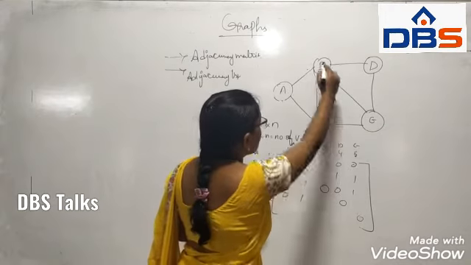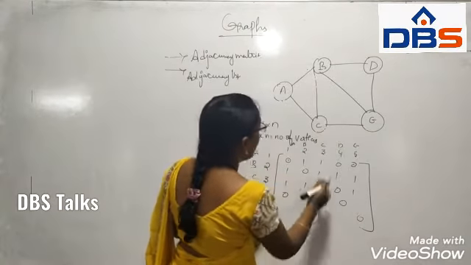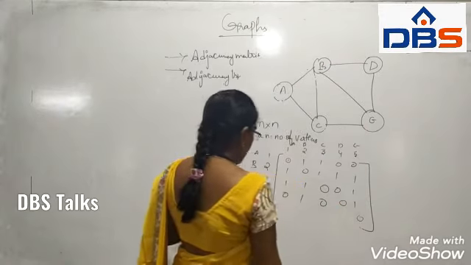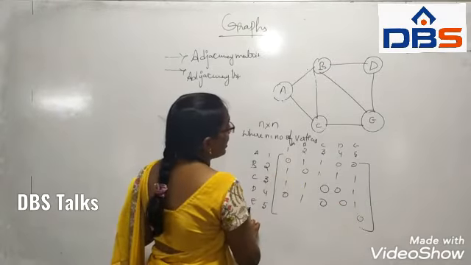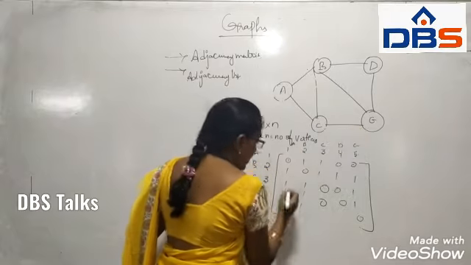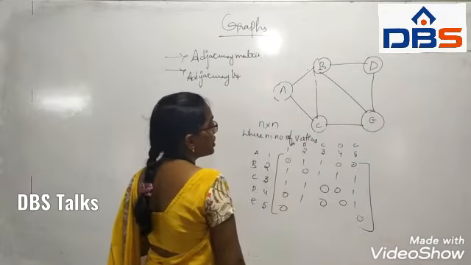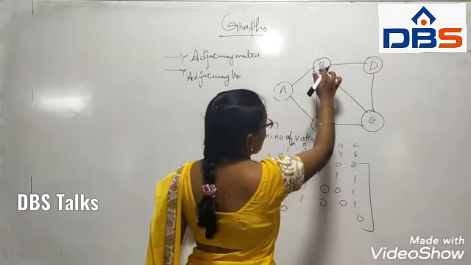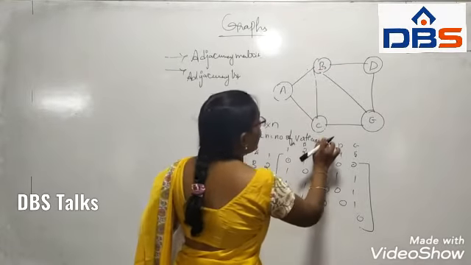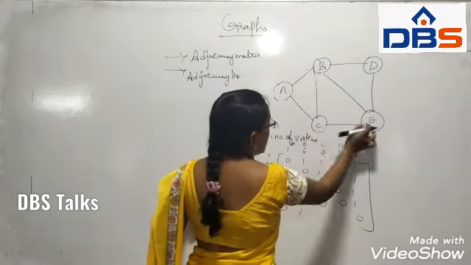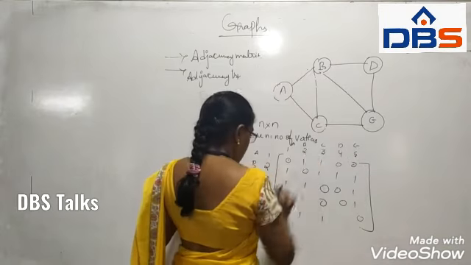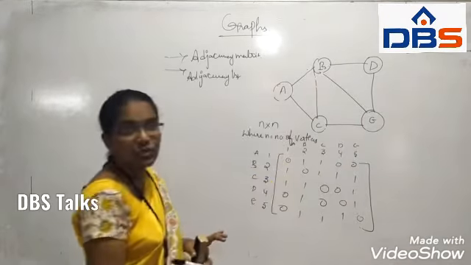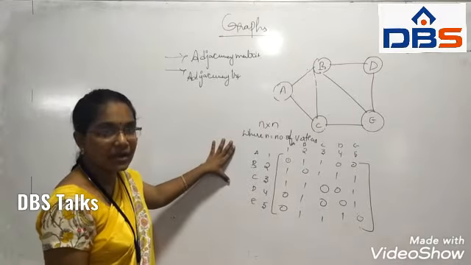Then D to C we don't have. Then D to E, yes, we will have one link. Okay, then from E to A we don't have any direct link, so it is represented with 0. E to B we will have one link. E to C will have one link. Then E to D. Just like this we are going to represent this by using the matrix.